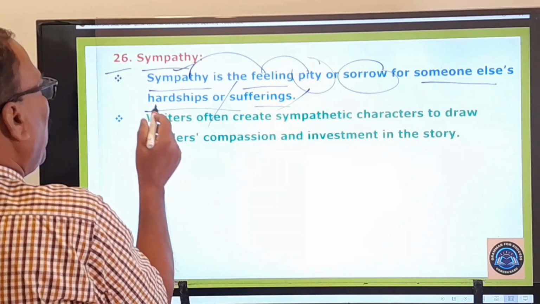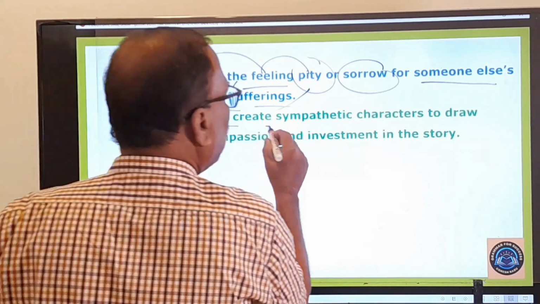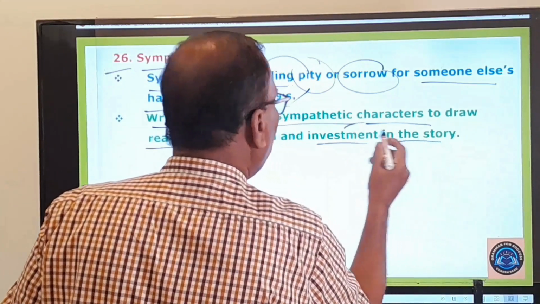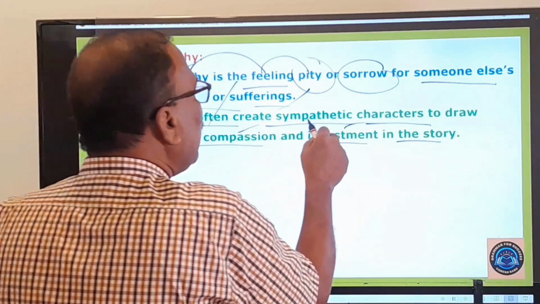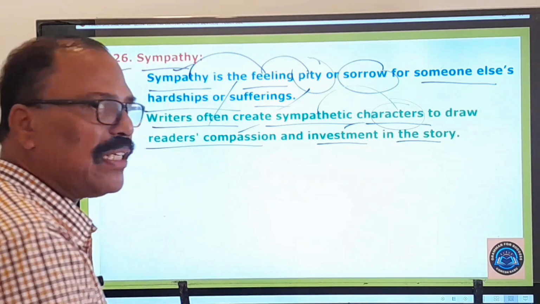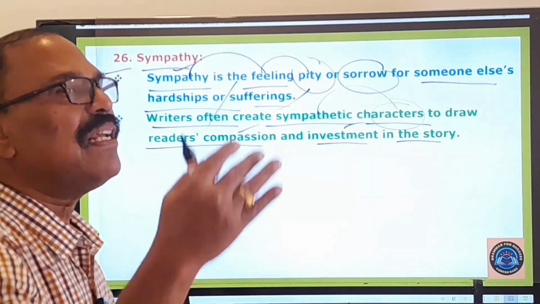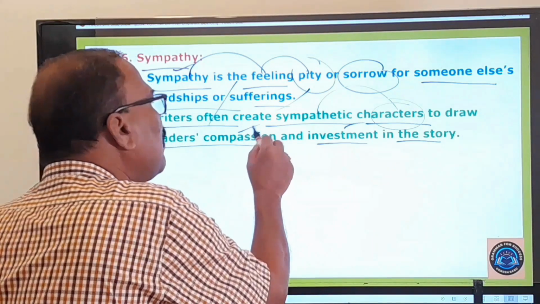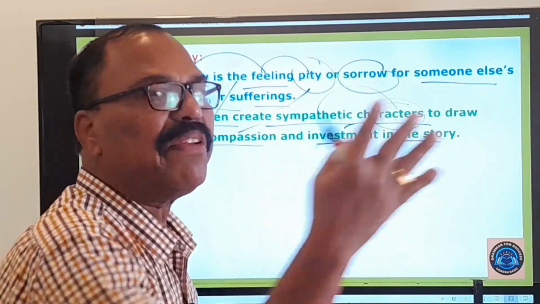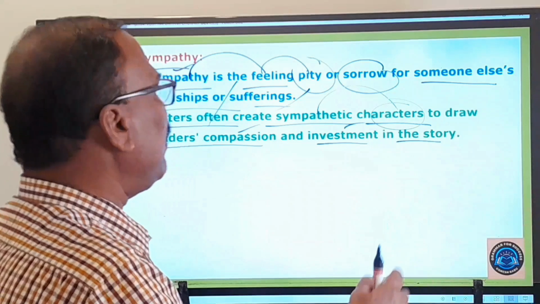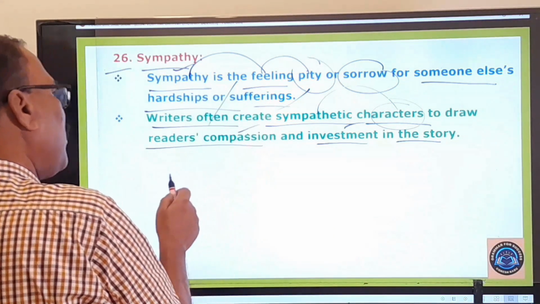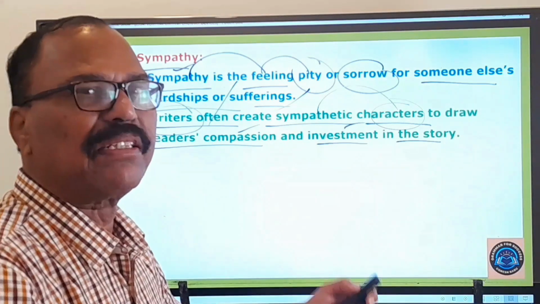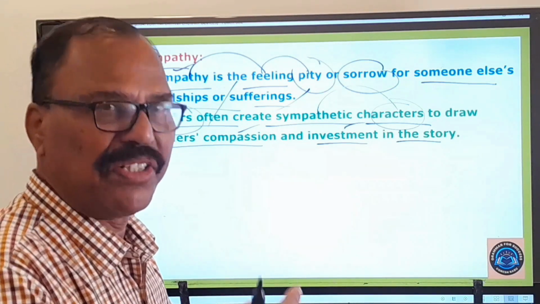One more important point about this is that writers often create sympathetic characters to draw readers' compassion and investment in the story. So many writers created sympathetic characters so that the readers can sympathize with those characters, so that the readers can show compassion, pity and sorrow for them in their hardships and sufferings. That's why many writers have created many sympathetic characters in their works of literature, right?